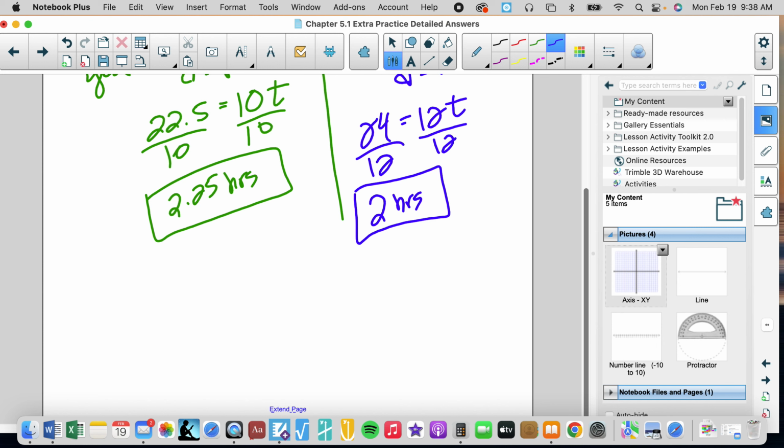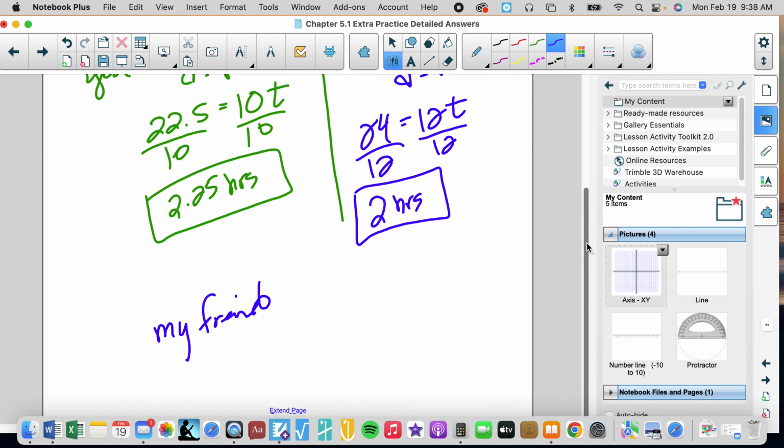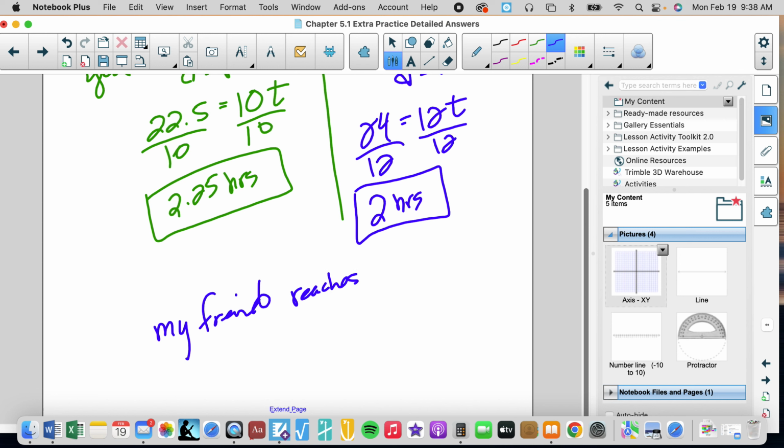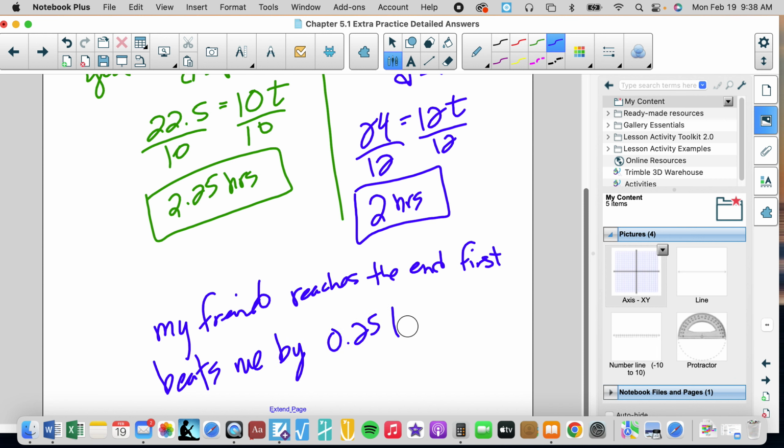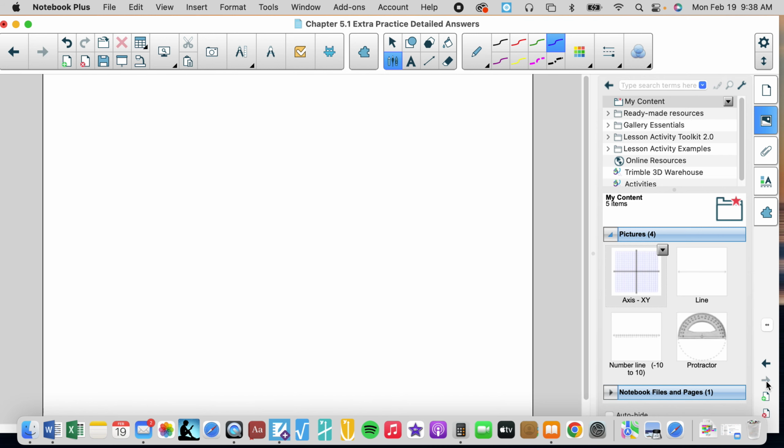Yeah, so my friend reaches the end first, and he beats me by 0.25 hours, which is 1/4 of an hour, which is 15 minutes. Good. Those are good problems. If you want to test out of Algebra 1, you're going to have to know how to do those.